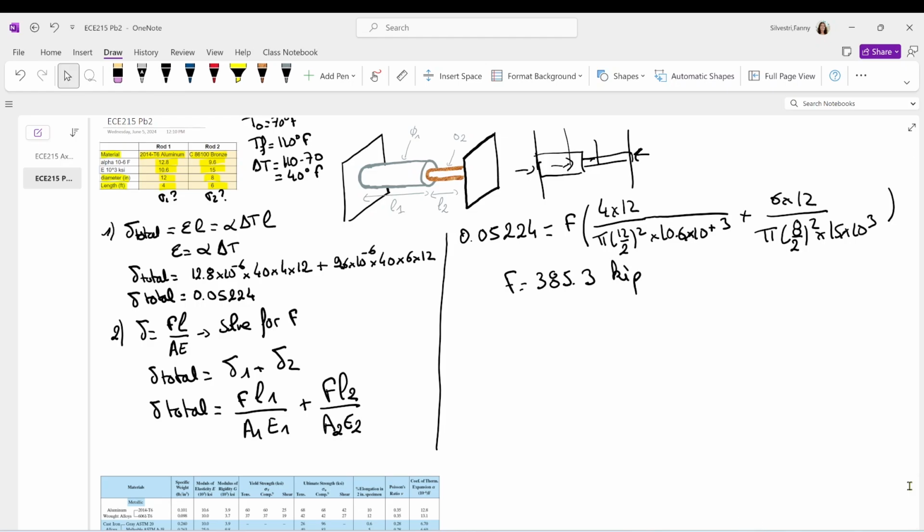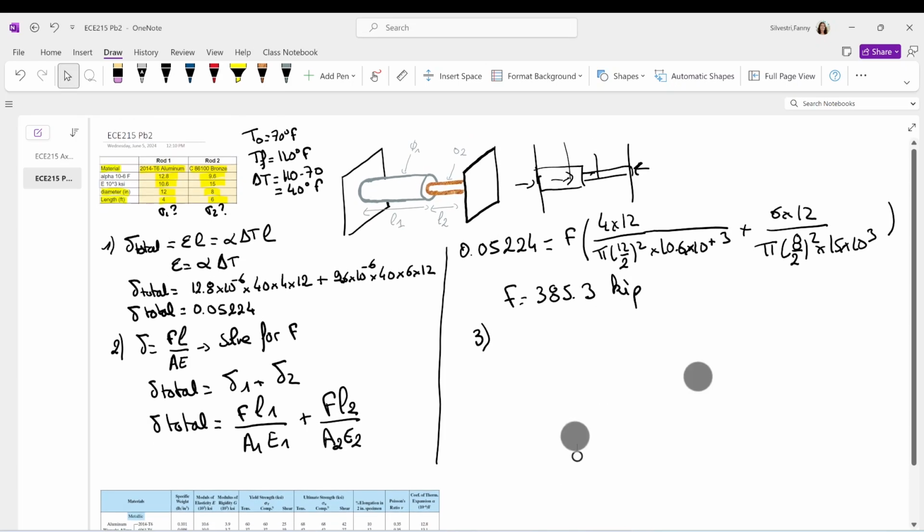This is kilopounds, because what was our delta? That was inches. Yes, because we have on the bottom the Young modulus in KSI, so kilopounds per square inch. So we get the force in kilopounds. You can check the unit. And that's step number 3.